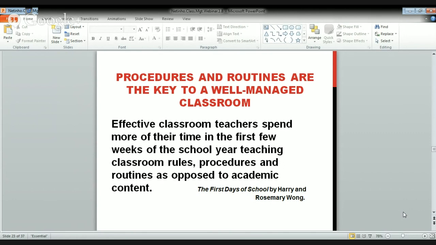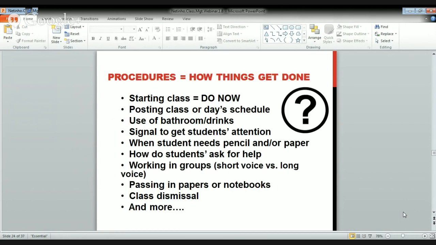Again, all this planning, the seating, the rules, the consequences, and now procedures, these are all determined by you, the teacher, before you walk into the classroom on the first day. The implementation plan starts on day 1. Next, please. So let's look at procedures. Procedures are how things get done.